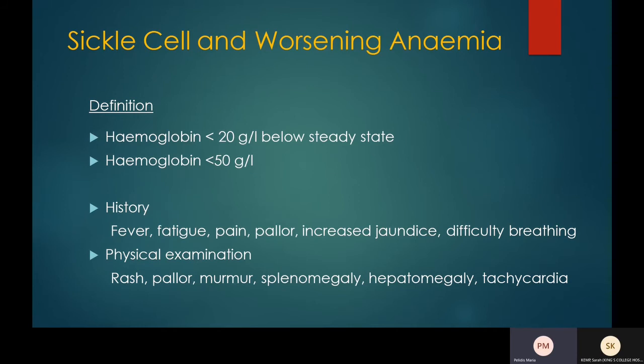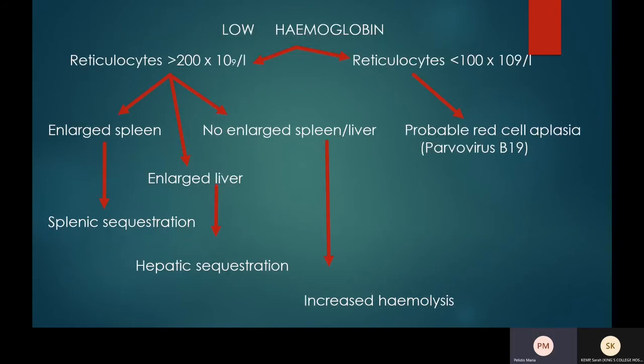On exam, they may have a completely normal exam, but may have a rash, may be pale. In people of African heritage, it's sometimes difficult to tell that they are pale, so it's always helpful to look at the palms of their hands or the conjunctiva, where the pallor might be more obvious. Also examine them for splenomegaly or hepatomegaly, and pay attention to the heart rate. Now, if you do notice that they have a significant anemia, this is where the reticulocyte count, which was obtained upon arrival to A&E, will be extremely helpful.